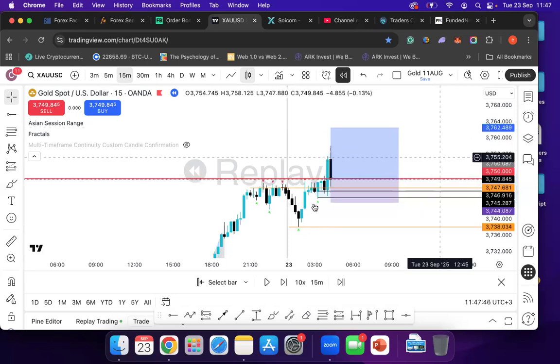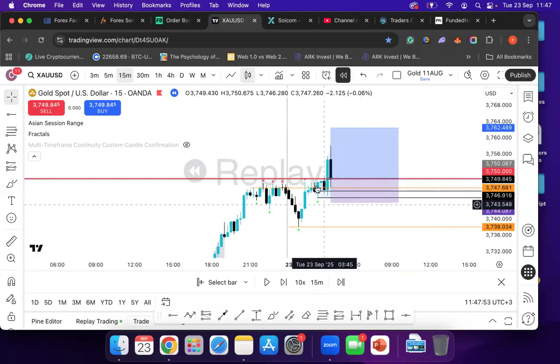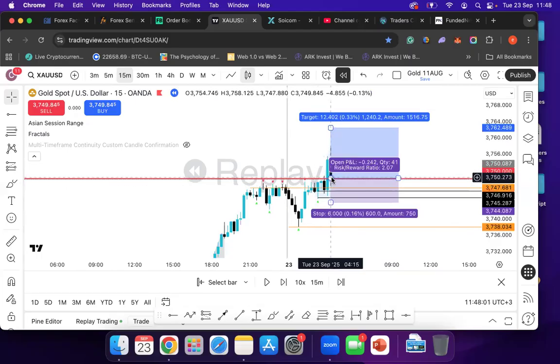So from this point, this was my setup. I sent it to the group, and then I waited for the market to play. Mind you, I woke up at 3, and then imagine from 3, I'm taking my trade at 4:15. So you really need to be patient when it comes to trading.